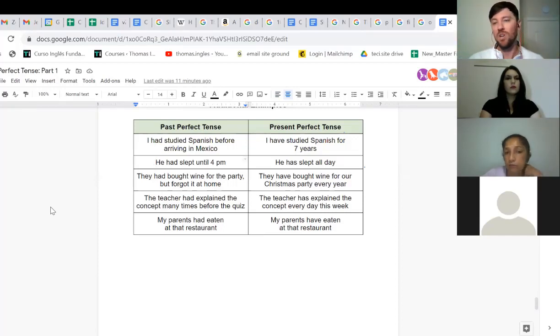I had slept until 4 p.m. So eu estou provavelmente contando uma história para alguém. Nossa, gente, eu fiquei bêbado demais ontem e aí I had slept until 4 p.m. and then I woke up and I ate a burrito.